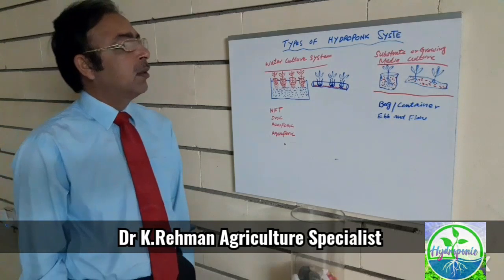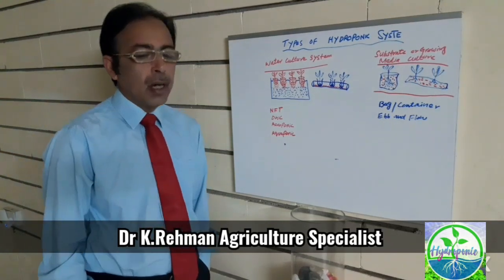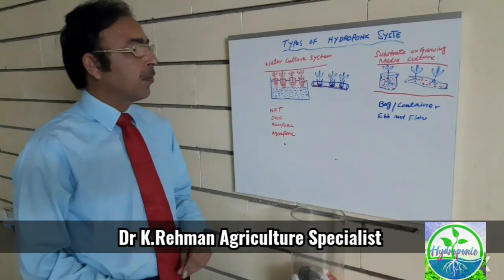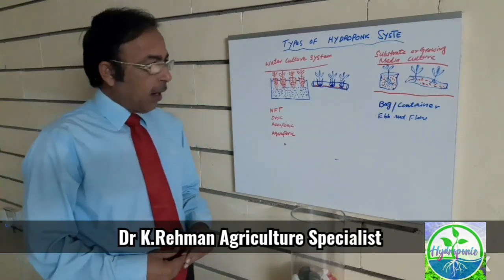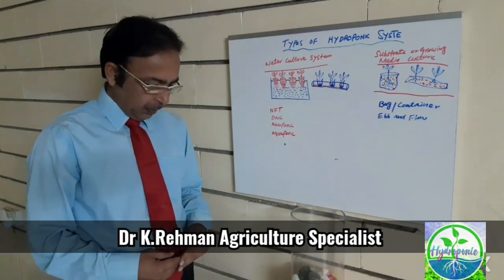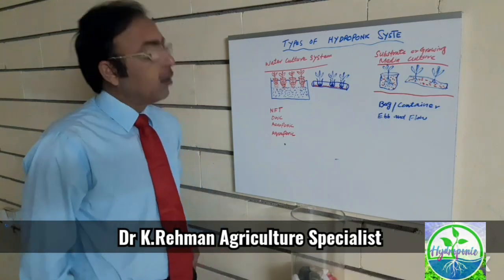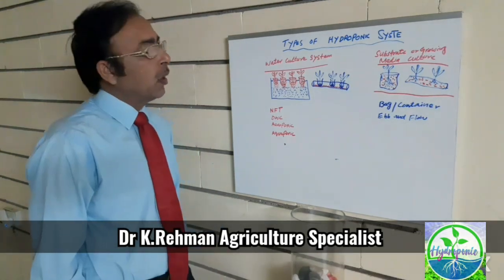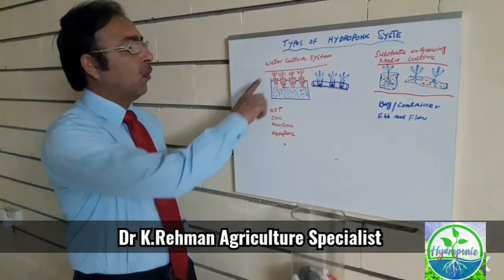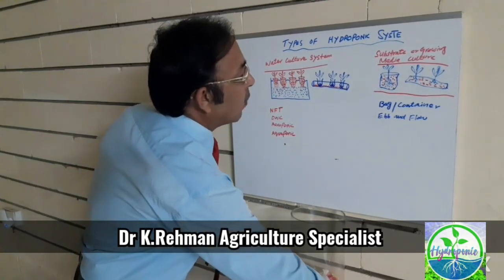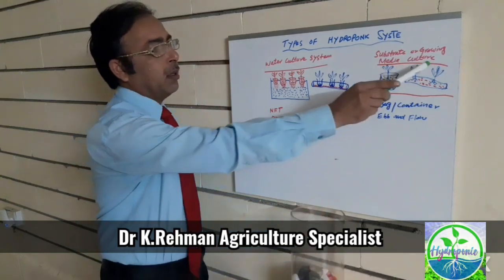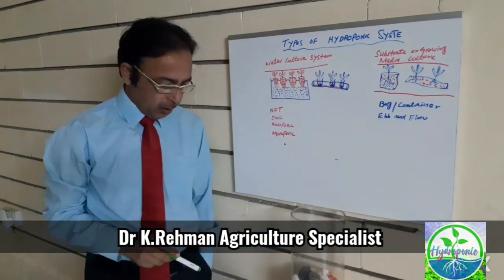Today we will discuss the types of hydroponic systems and how they work. Mostly there are two growing systems. One is water culture based and the other one is substrate or growing media culture based.